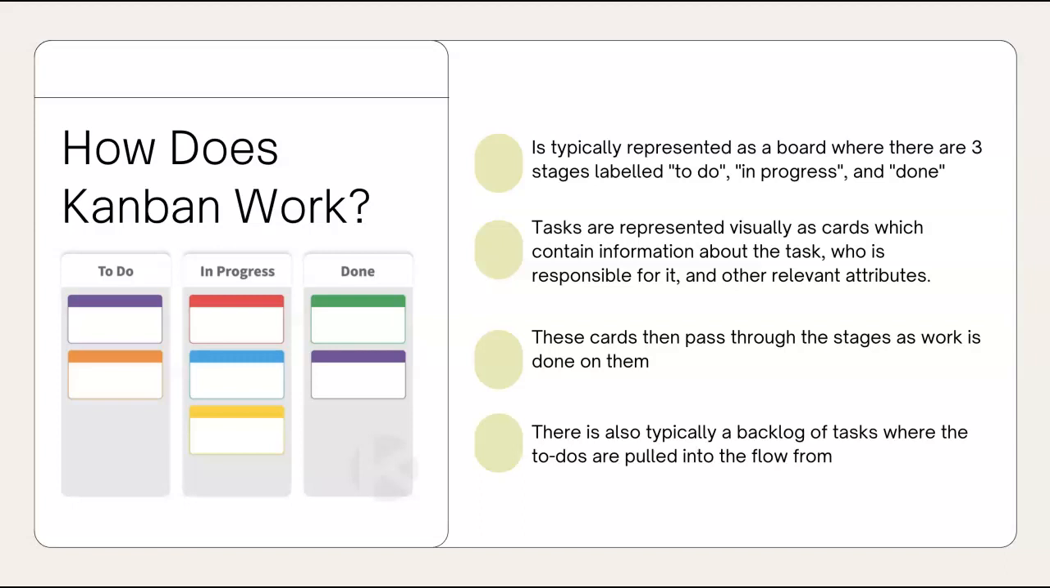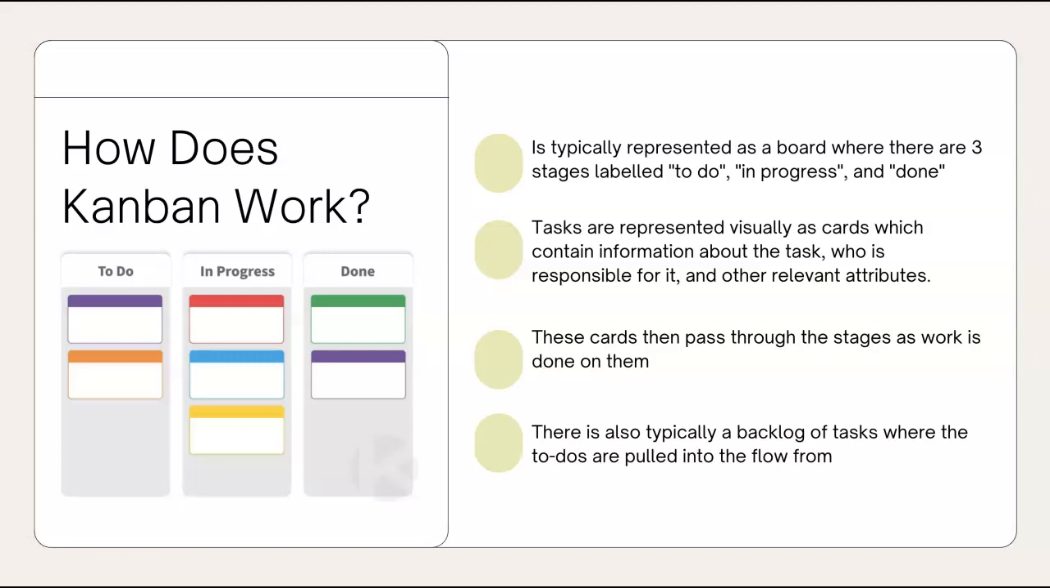Tasks are represented visually as cards, and each of these cards contains information about the task, who is responsible for it, and other relevant attributes such as priority or estimated time. These cards then pass through the stages as work is done on them. Something starts in a to-do category. Someone actually starts working on it. It's moved to in progress. A lot of times there might be subtasks even in these cards, like on popular software like Asana or even Notion that I'm sure some of you are familiar with. And so as it's being worked on, they're moved to the done category.